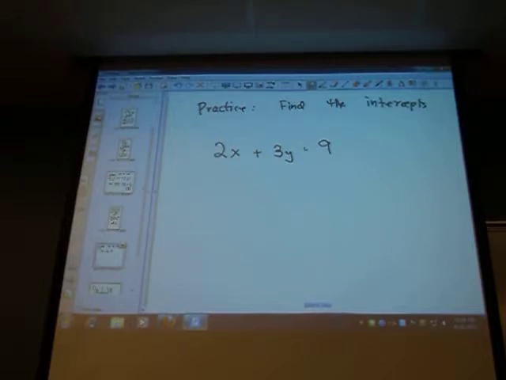Just remember that when you want to find y, make x 0. When you want to find x, make y 0.